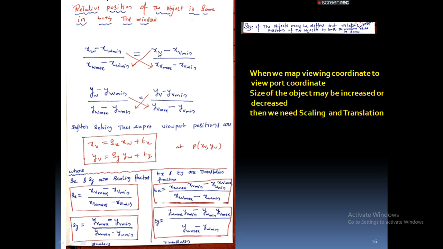Next, this is with respect to the viewport, and this is with respect to the clipping window. Here I have written xv minus xv minimum. xv is the point position on the viewport that we need to determine. So we assume xv minus xv minimum divided by xv max minus xv min.